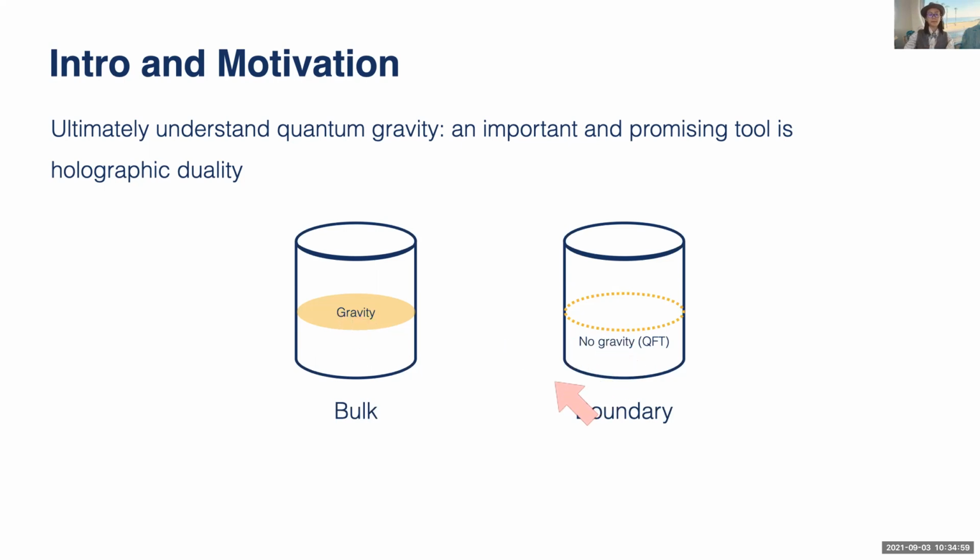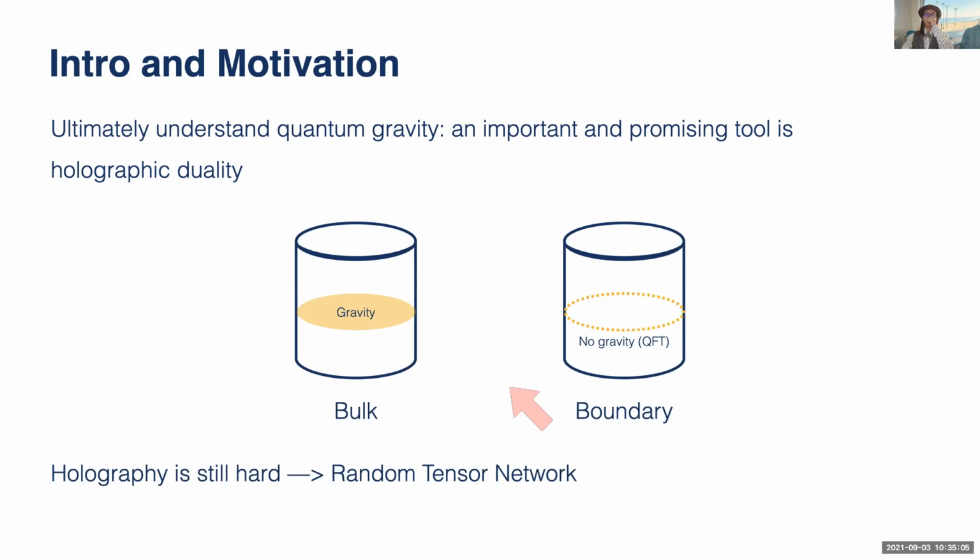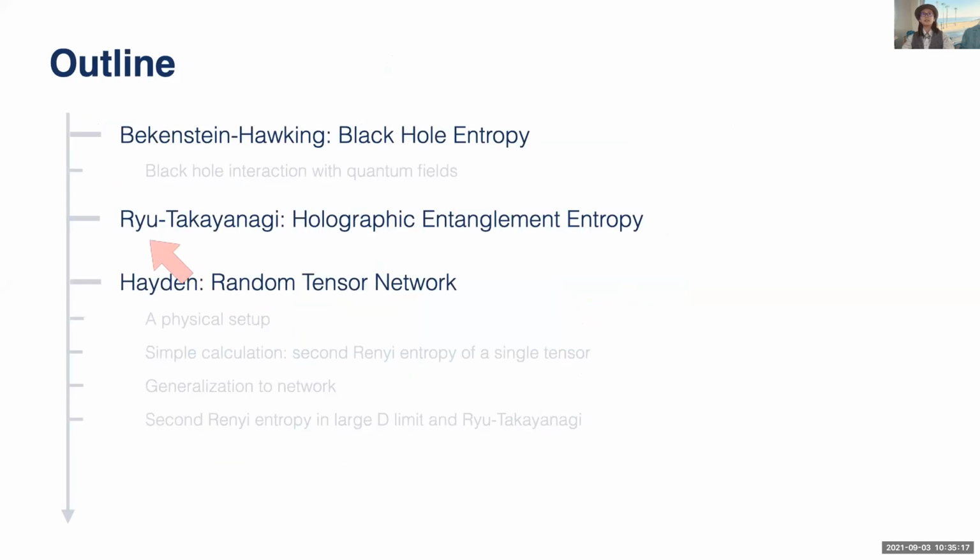And now, even though holography is very useful, it is still very hard. So we want to use random tensor network to study it. Random tensor network provides a natural toy model for holography and reproduces many of the features of holography. And one of them is the Ryu-Takayanagi formula, so holographic entanglement entropy, which is one feature of holography we'll verify using random tensor network in our talk today.